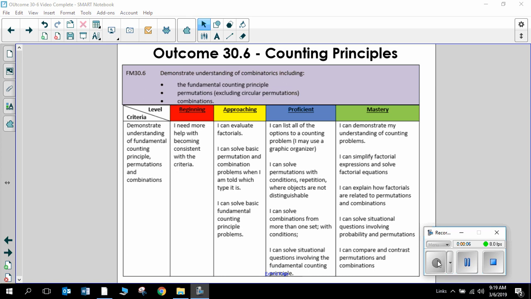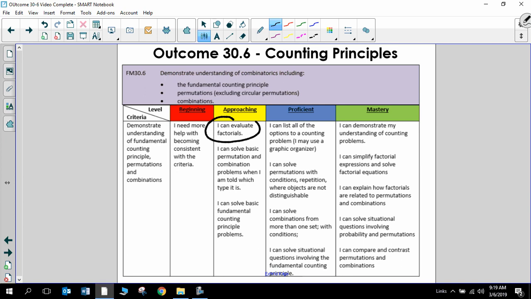In today's lesson, we are going to talk about something called a factorial. On our rubric, we can find it at a level 2 where we evaluate different factorials. And then as we move on, we can find it in the level 4 where we simplify factorial expressions and we solve factorial equations.